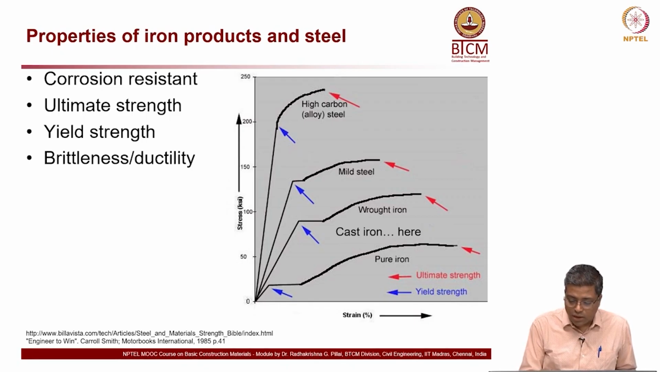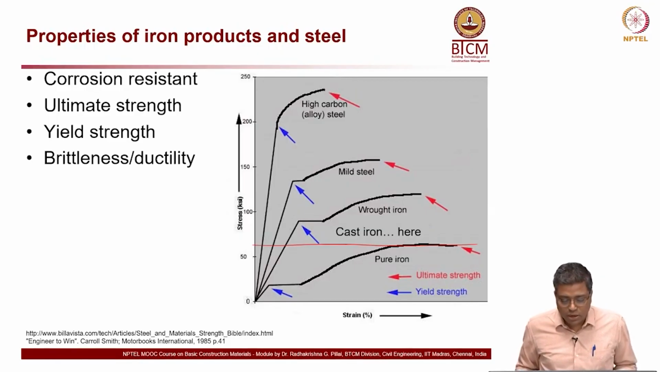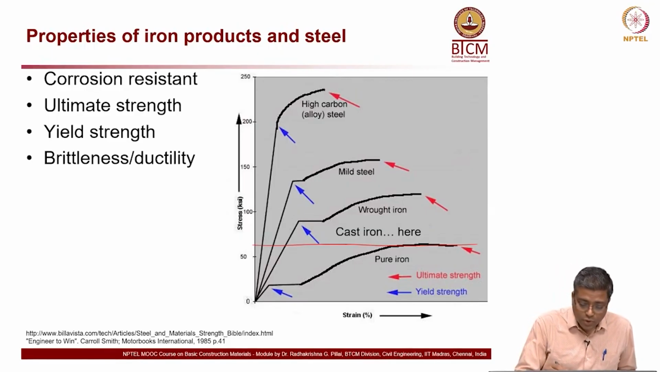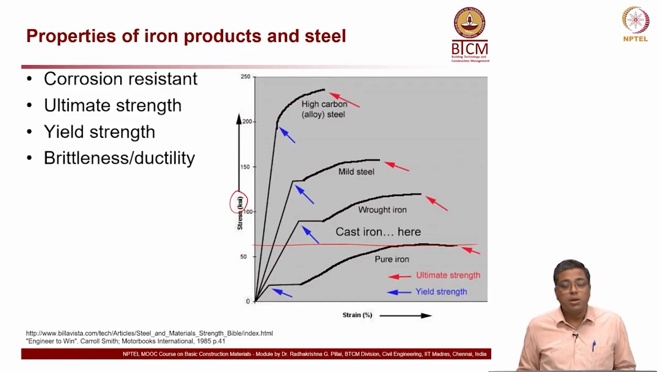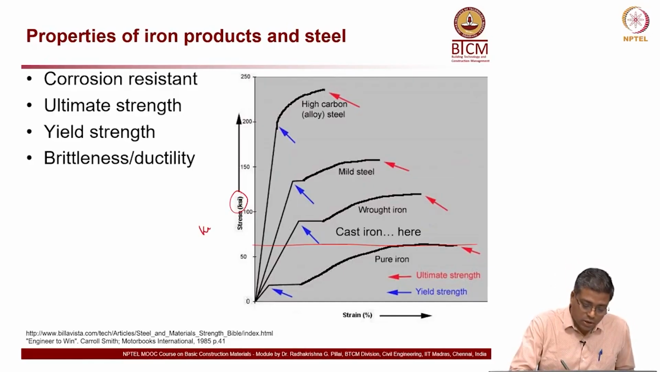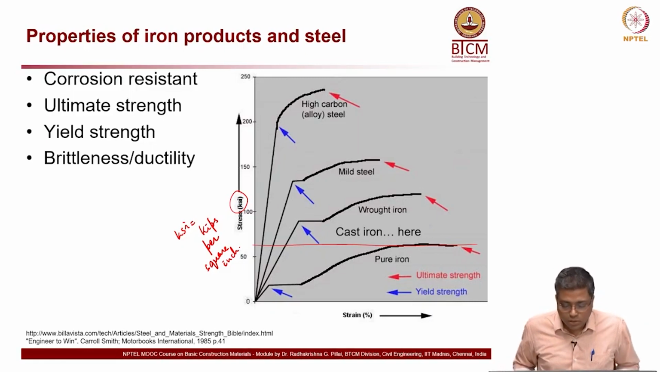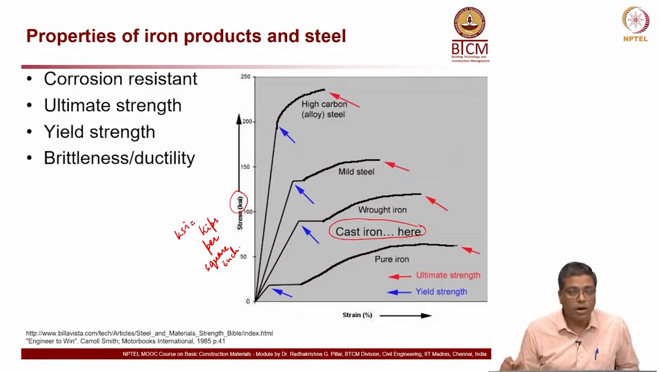Pure iron, it is very, very less. Pure iron ultimate strength is somewhere about 60, 70, something like that, KSI. Okay, that KSI stands for kips per square inch. It's similar to the megapascal. Now cast iron is somewhat in between the wrought iron and the pure iron.